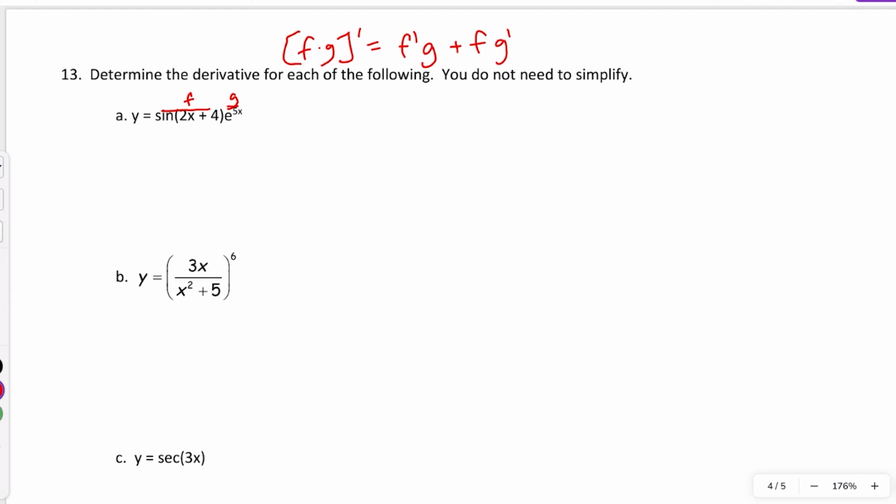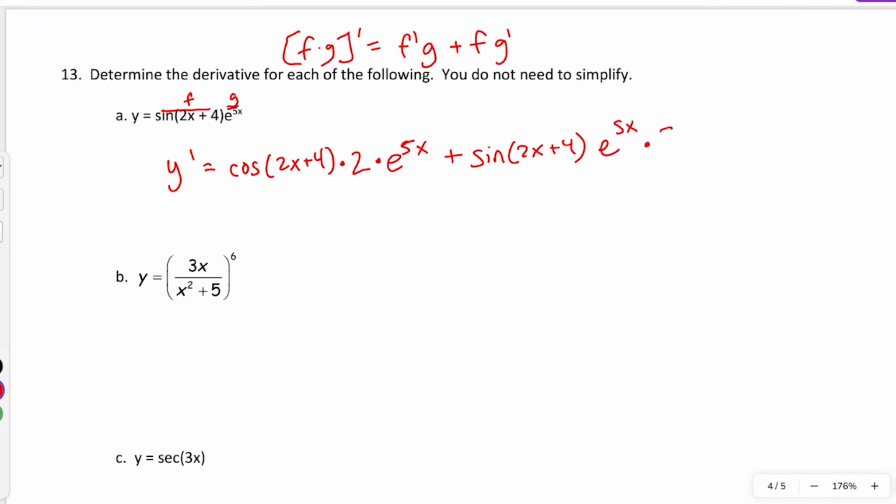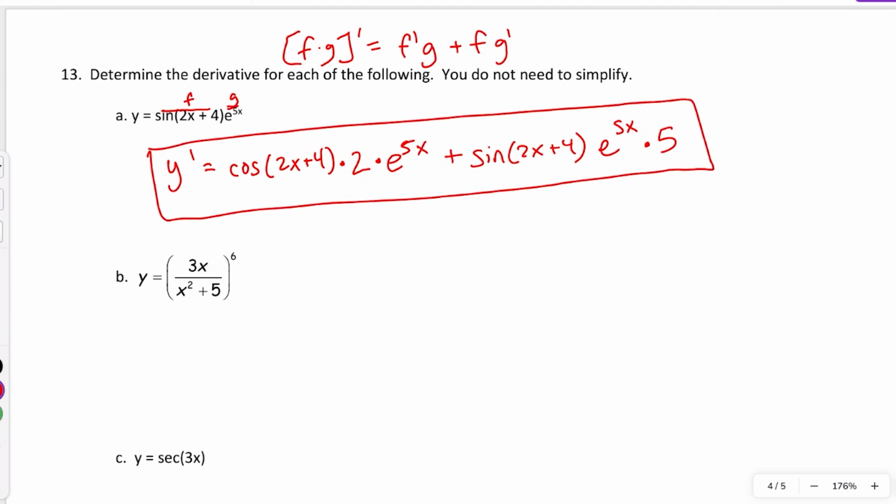So let's break this down. y prime will be the derivative of the first. So that'll be cosine of 2x plus 4 times the derivative of 2x plus 4, which would be 2, times g, so that's times e to the 5x, plus f, which is sine of 2x plus 4, times g prime, which would be e to the 5x times 5. And that's our answer. Don't worry about simplifying. It even says you do not need to simplify.